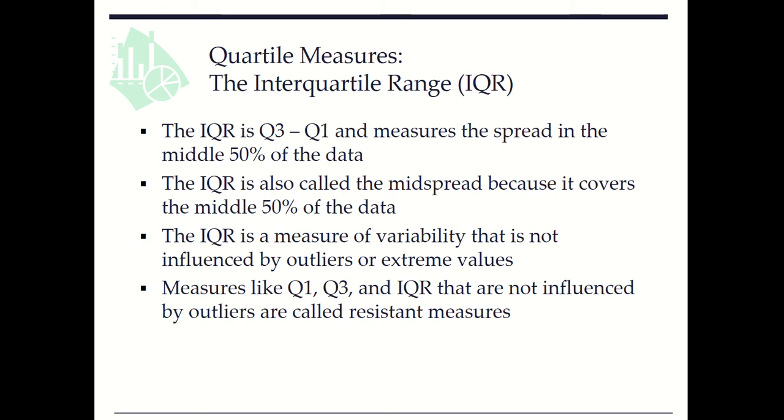With Q3 and Q1, we can define the interquartile range, or IQR, as Q3 minus Q1. IQR is also called the mid-spread because it covers the middle 50% of data. IQR is not influenced by outliers, so we call it a resistant measure.